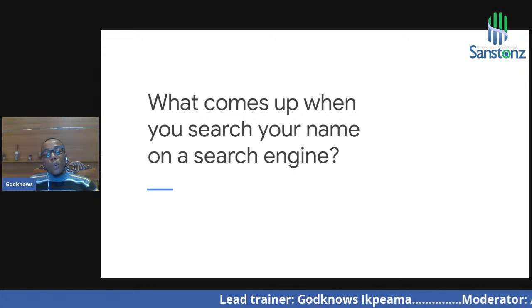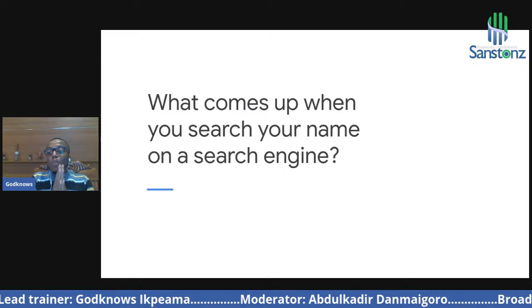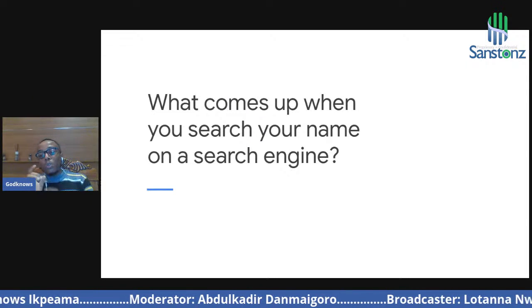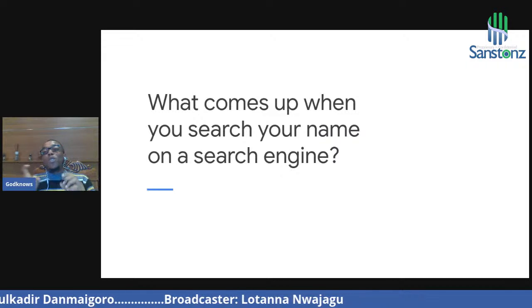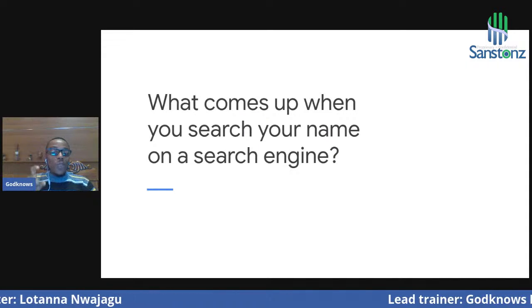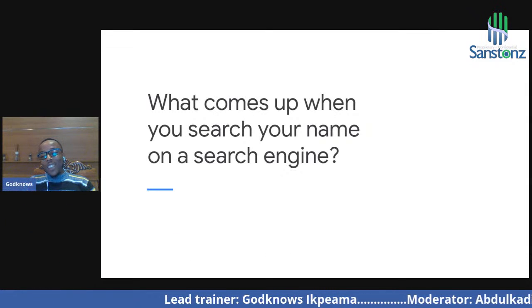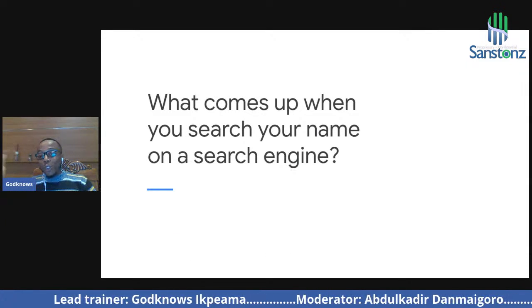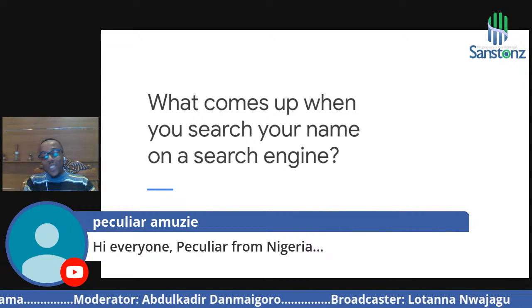So, what comes up when you search for your name on a search engine? Now, after this session, I would like us to go to google.com and search for, yeah, I can see Peculiar Music. You can search for Peculiar Music in Google and see what will come up. You'll be really surprised by the results you see on Google. But after now, not now, after now, go to Google and search for your name.